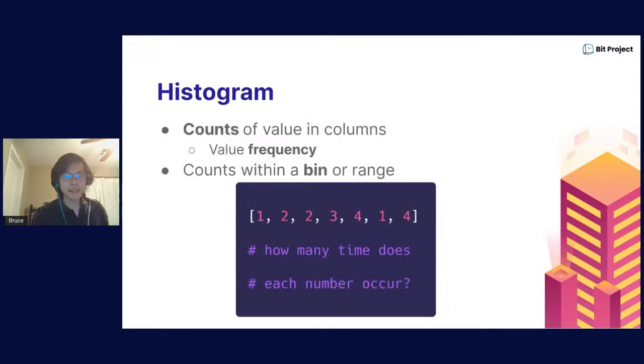Good. So what is a histogram? A histogram plots the counts of values in columns, and it shows off the value frequency, right? So let's say we have a list of numbers 1, 2, 2, 3, 4, 4, 1, 4. Right. This is our data. A histogram will tell us how many times each number occurs.